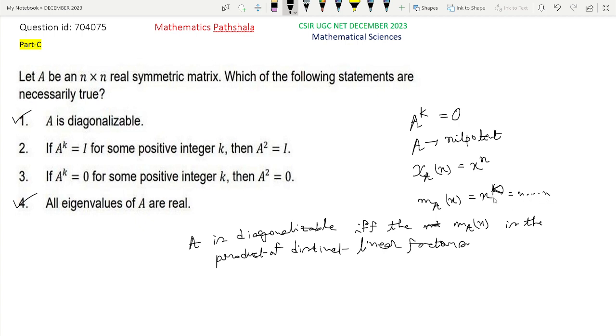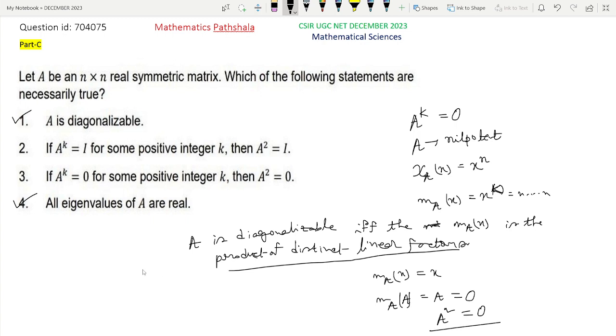So it must be x to the power 1. So it must be x. If it is x square, then it will be a product of two same factors x and x. So it must be the product of distinct linear factors. So this m A of x must be x. And since it is the minimal polynomial, it annihilates A. So we have m A of A, that is 0, that is A equal to null matrix. So in this case, A must be the 0 matrix, then surely A square equal to 0. So option 3 is the correct option.